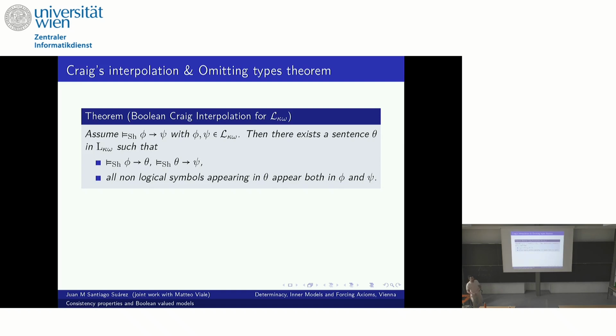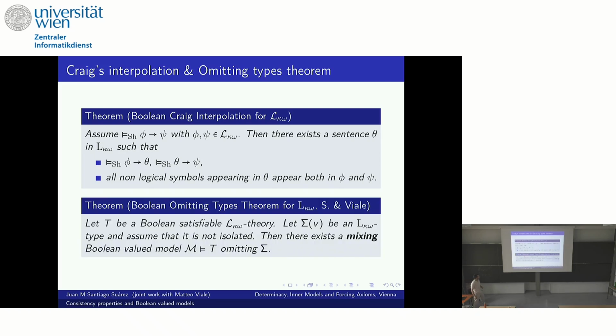And then the other theorem I mentioned a while ago was omitting types, and this is my favorite one. It says that you have omitting types for L kappa omega for Boolean valued models. So you have a theory which is Boolean consistent, and you have a type. If the type is not isolated, and be careful because for infinitary logics, not to isolate a type is more difficult than in first order logic, then you can produce a mixing model that realizes the theory and omits the type.